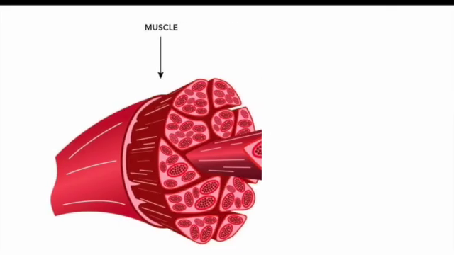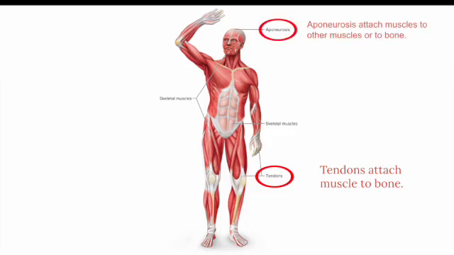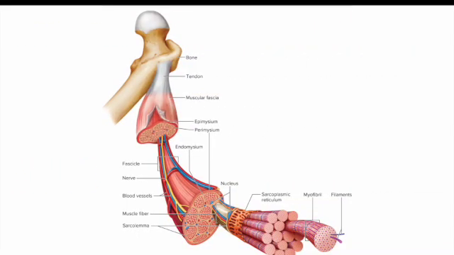All of these connective tissue coverings fuse to form tendons, which attach muscle to bone. Aponeuroses attach muscles to other muscles or to bone. Just beneath the sarcolemma and the sarcoplasmic reticulum, there are many nuclei and mitochondria. There are also myofibrils, which are incredibly important for muscle contraction, as they contain actin, a thin filament, and myosin, a thick filament.